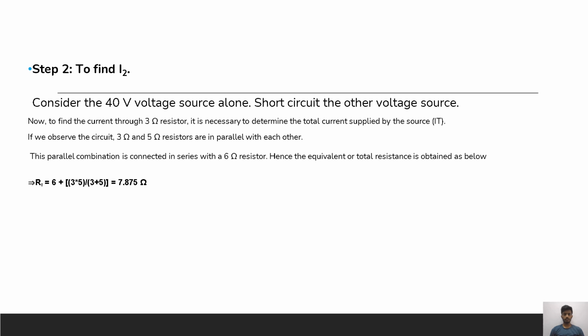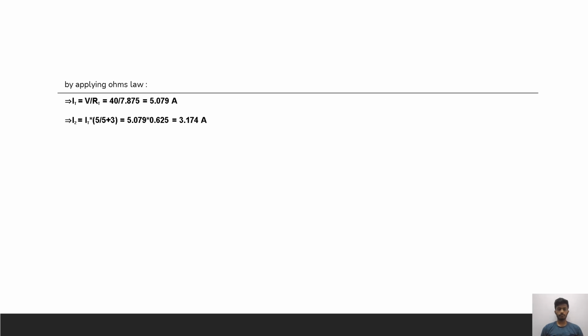Now to find the current through the 3 ohm resistor, it is necessary to determine the total current supplied by the source. If we observe the circuit, the 3 ohm and 5 ohm resistors are in parallel with each other. This parallel combination is connected in series with a 6 ohm resistor. Hence, the equivalent or total resistance is obtained as below. RT is equal to 6 plus 3 into 5 by 3 plus 5 is equal to 7.875 ohm. IT is equal to V by RT is equal to 40 by 7.875 is equal to 5.079 amperes. We get this by applying Ohm's law.